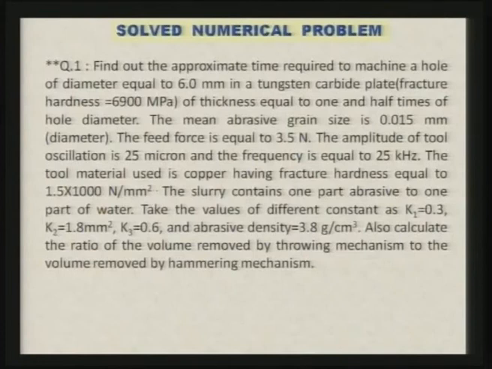The slurry contains 1 part abrasive to 1 part of water. Take the values of the different constants as K1 equal to 0.3, K2 equal to 1.8 millimeter square, K3 equal to 0.6, and abrasive density equal to 3.8 gram per cubic centimeter. Also calculate the ratio of the volume removed by the throwing mechanism to the volume removed by the hammering mechanism. This problem has been taken from the book Advanced Machining Processes, published by Allied Publishers.